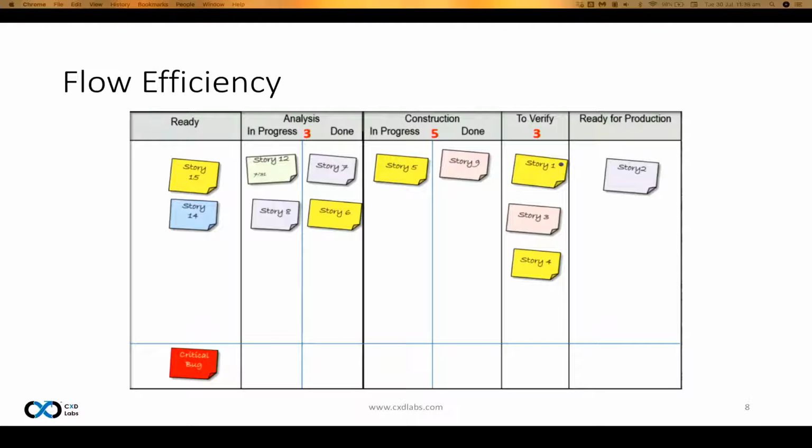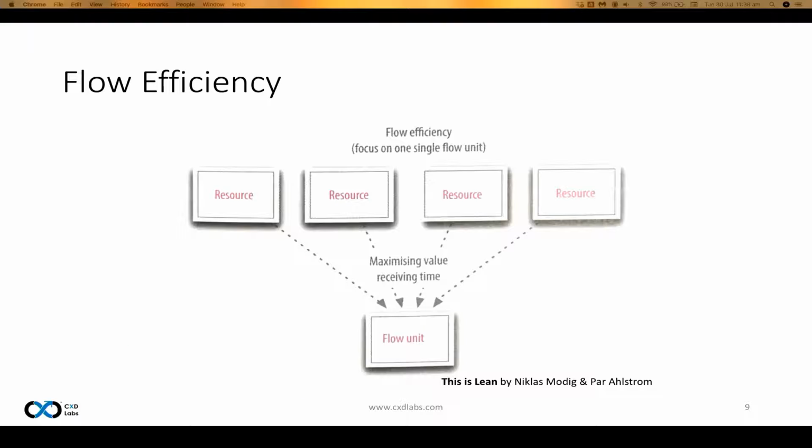So the objective of flow efficiency is to reduce the amount of time it takes to identify a need and get that satisfied as quickly as possible. To go back to a similar diagram, in this case we've got the flow unit, and we assign the resources to get that flow unit to a state of done, or completed. So it's kind of flipped around from the way we looked at it in resource efficiency. Any questions so far? Okay. So now we know the difference between flow efficiency and resource efficiency.